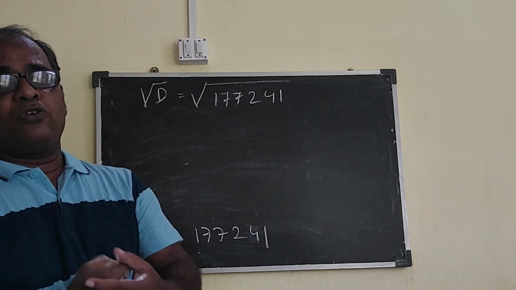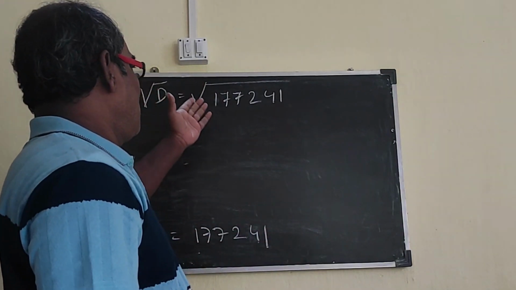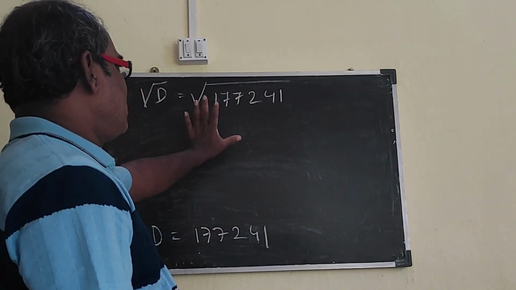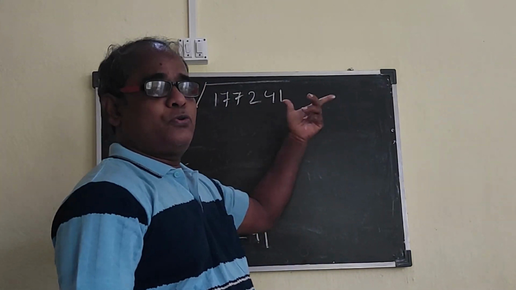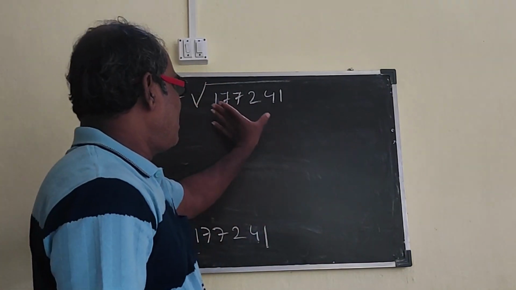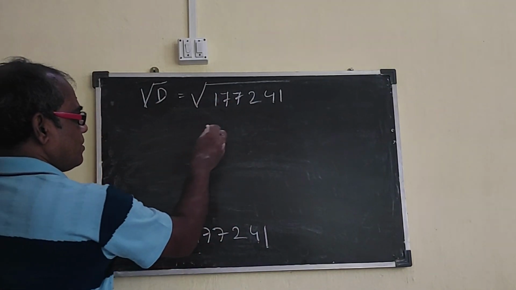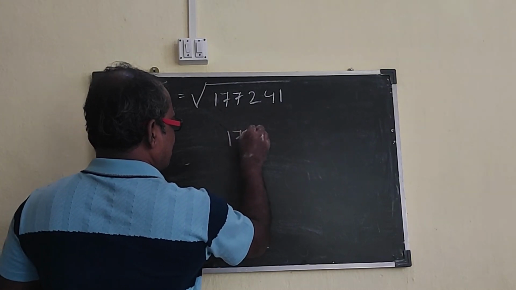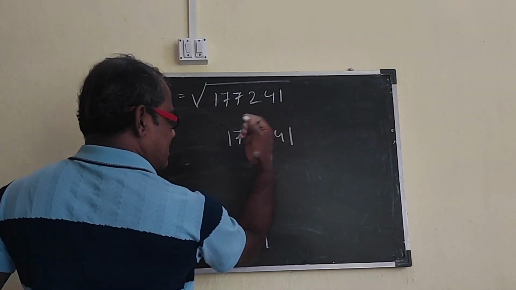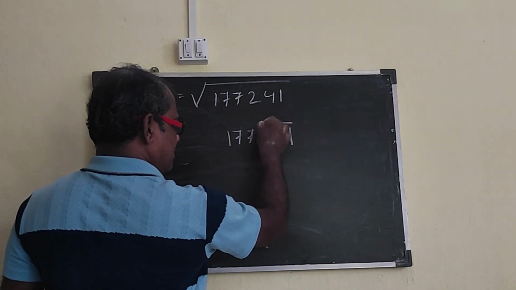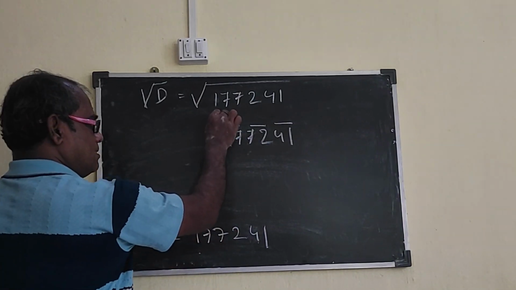But most of you still make the mistake. So to get 4 marks, we have to find out the root properly. If not, I'll make you understand how to find out the roots. So you can find out how to find out this type of roots. Okay. So first you write it here, 1772441. Then from the right side, make it pair in this way. Then find out the root.